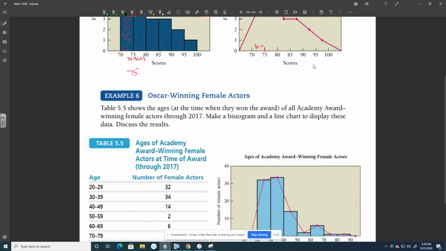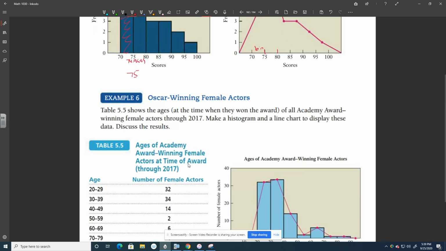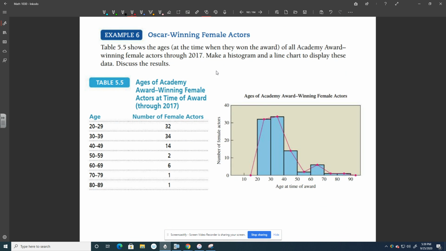So example 6, it gives you a table right here on the left, and it shows the ages of all the Academy Award winning female actors through 2017. Make a histogram and a line chart. So it tells you that from age 20 to 29, 32 female actresses won an Academy Award. 34 won it when they were between 30 and 39. 14 won it between 40 and 49. So you notice a trend. The younger actors are winning it more often than older actors, which makes sense.